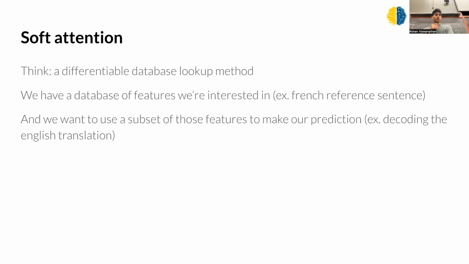Diving a little more into soft attention, think of it as a differentiable database lookup, right? We have a database of every single word, and we're assigning essentially a weight to it. And depending on that weight, we're factoring that into our output decision. We have a database of features we're interested in, right? Which is our French reference sentence that we're trying to translate. And we want to use a subset of those features to make our prediction. So decoding the English translation or something of the sort.